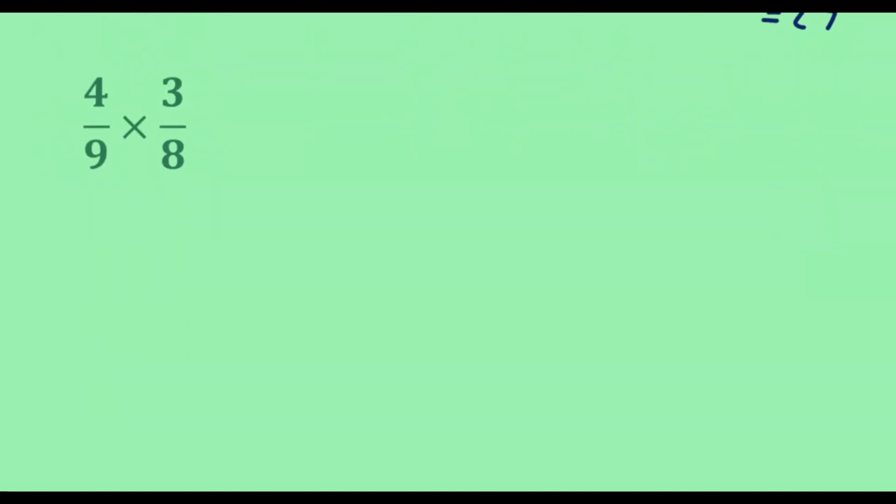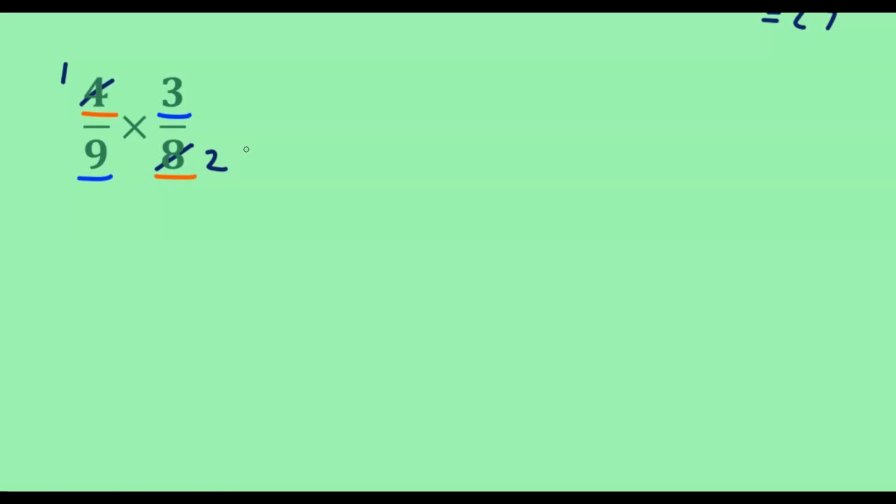We have 4 over 9 times 3 over 8. Now the numerator of the first fraction is 4, and the opposite denominator is the denominator of the second fraction, that is 8. And the numerator of the second fraction is 3, and the opposite denominator is the denominator of the first fraction, that is 9. Now let's look for a common factor of 4 and 8. 4 is a common factor. If we divide 4 by 4, we obtain 1. If we divide 8 by 4, we obtain 2.